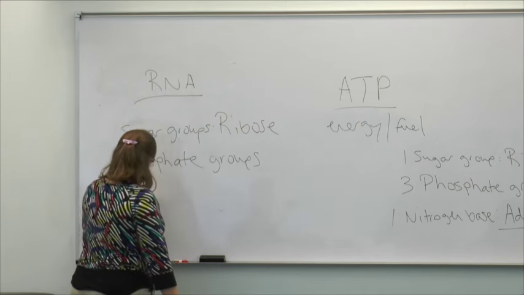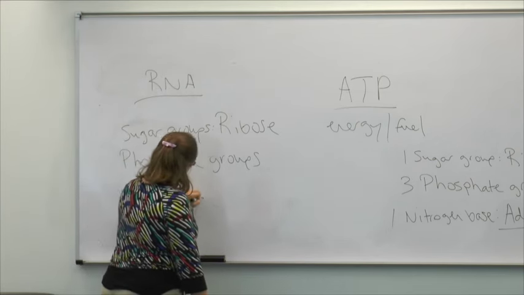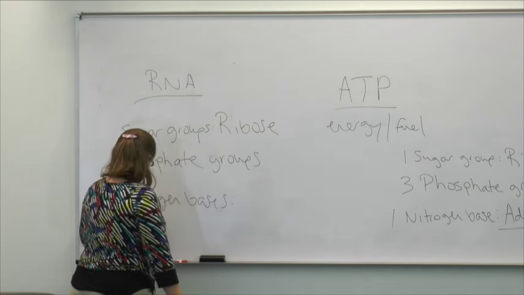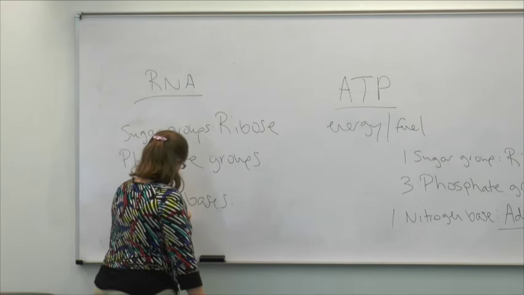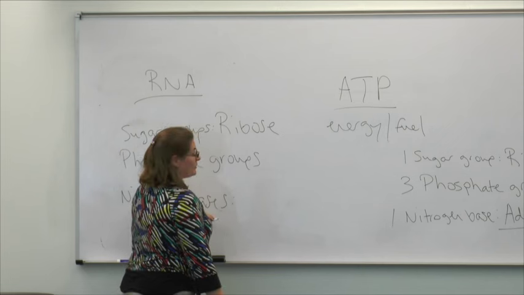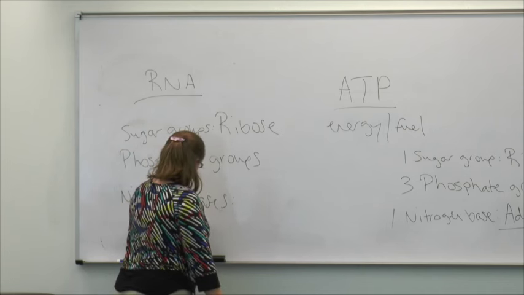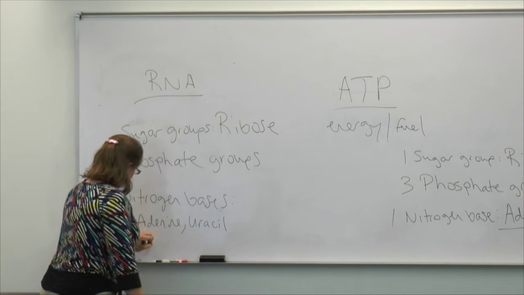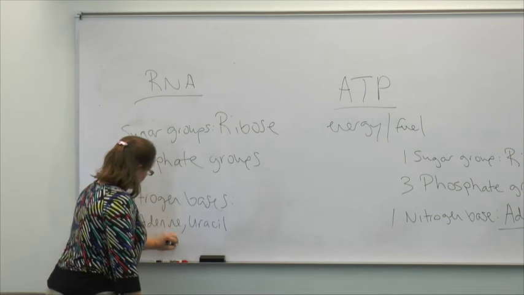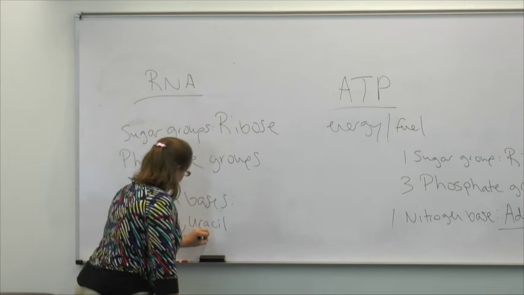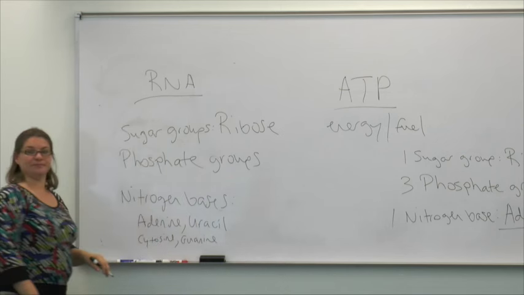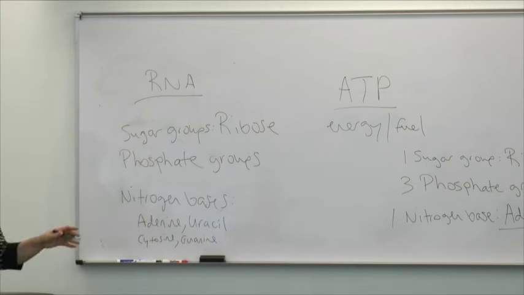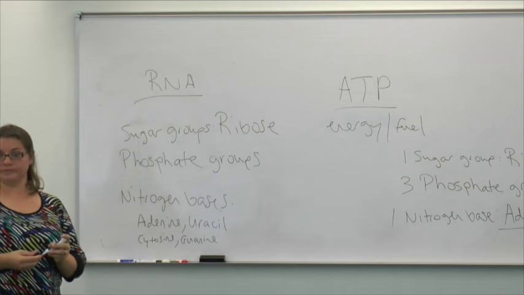Okay. And what about the nitrogen bases? You also have 4. What are the 4 nitrogen bases in RNA? Adenine, uracil, cytosine, guanine. Yes, cytosine and guanine. Okay, so adenine, uracil, cytosine, and guanine. AUCG. All of these are nucleic acids. These are the only nucleic acids that you guys are responsible for.